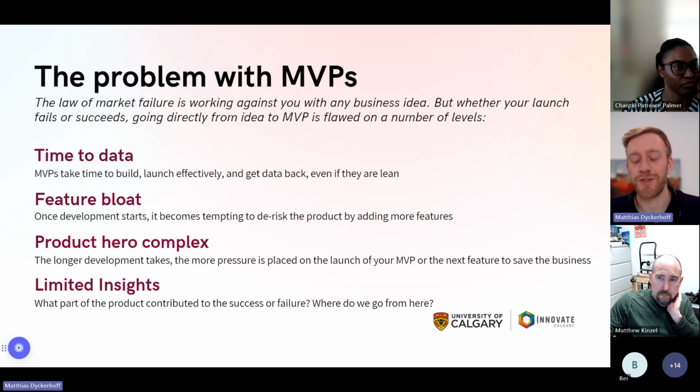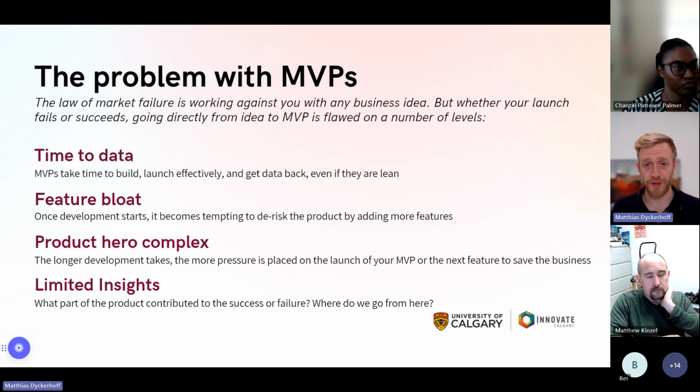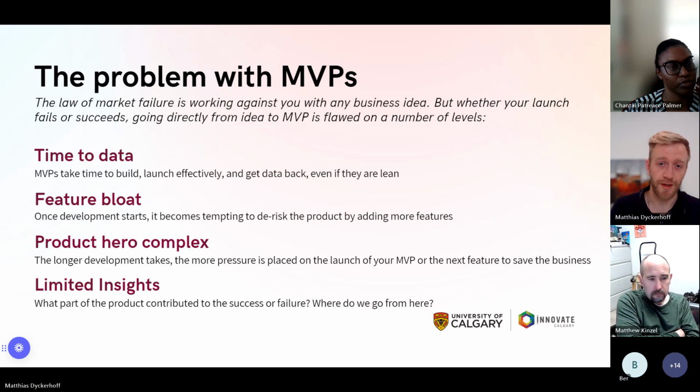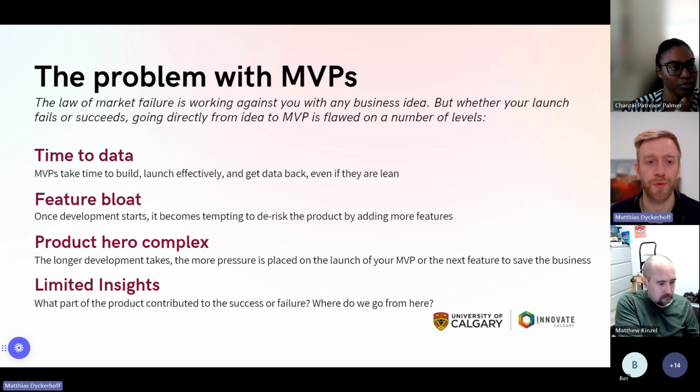If it fails, it's hard to work backwards to know what part of the product, was it a certain feature, was it the launch strategy, what part of this led to the failure of the launch. And even if it's successful, because everything's packaged together, it can be unclear to parse that out and know what worked well for that launch and where you actually go from there to really improve the product.